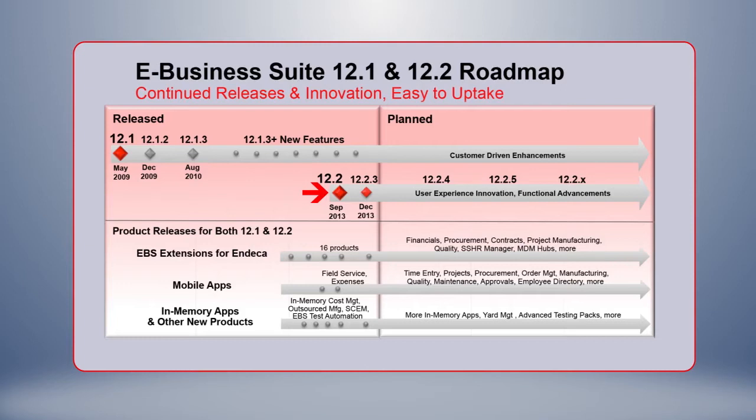Another interesting thing that you see on this slide is that we are doing some of the new applications that will run both on 12.1 and 12.2. We're doing Endeca extensions. Endeca is an in-memory analytics tool that Oracle acquired, and we're building content for EBS service. So in my area, we came out with a field service Endeca application, and now we're just about ready to release one for customer service. And both of these applications will run on 12.2 or 12.1.3.